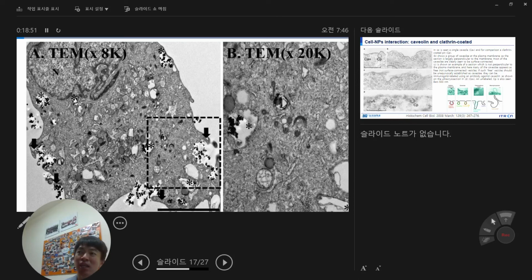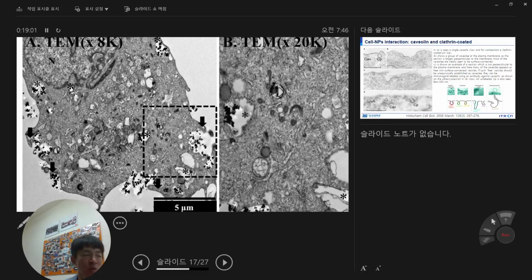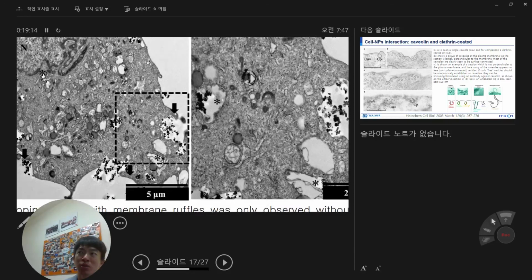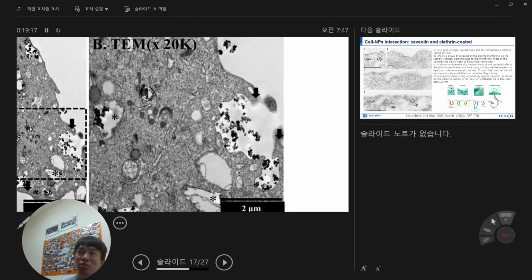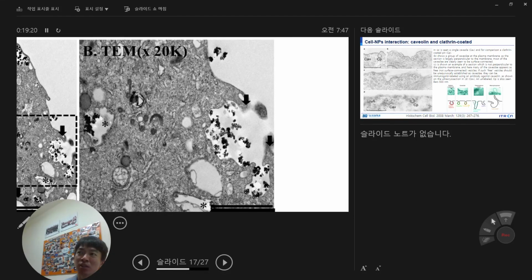Some nanoparticles are in the process of being taken up by this cell. So you can see, even though a single nanoparticle is 105 nanometers, 150 nanometers, when they are taken up, they are taken up in bulk, which is called macropinocytosis. Let's look at the detail in high magnification images. They take up the nanoparticles in bulk. So which is called macropinocytosis. Okay, they are already inside. You can see this looks like RER, something here.